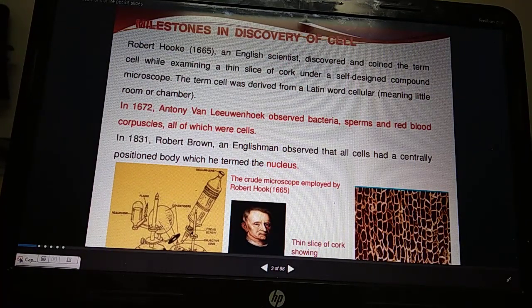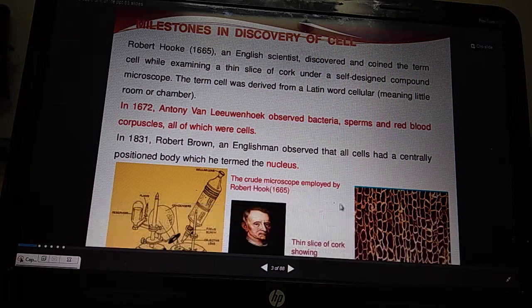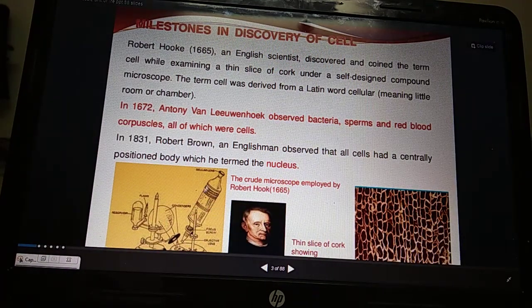Discovery of the cell: Robert Hooke first time observed cell when he was examining a thin slice of cork under his primitive compound microscope. He found honeycomb-like structures and named these structures as the cells. So this is Robert Hooke. This was his primitive microscope, and he observed a thin slice of cork showing this honeycomb-like structure.